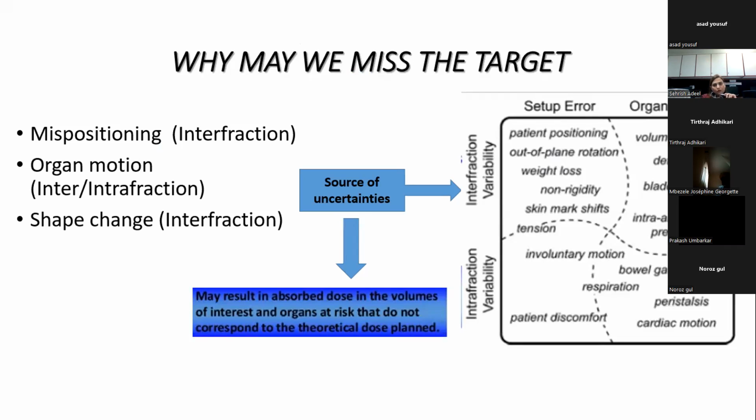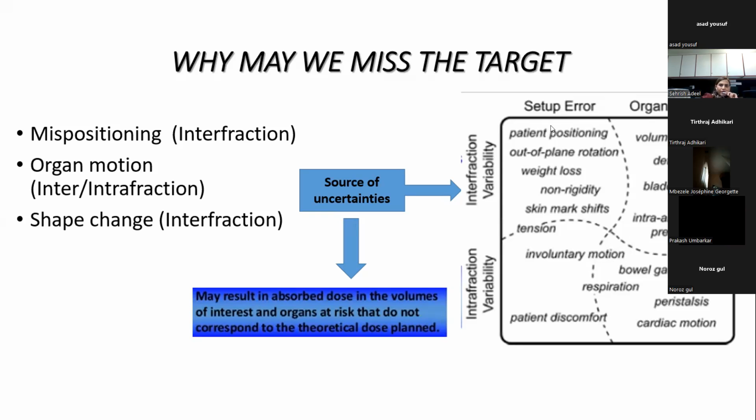All of these are sources of uncertainties, and they may result in the absorbed dose in the volume of interest and organs at risk that does not correspond to the theoretical dose plan, which means that we are actually giving radiation to the wrong place.